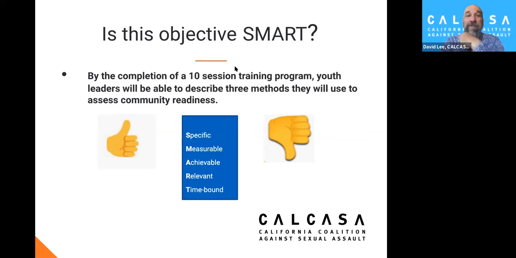By the completion of a 10-session training program, youth leaders will be able to describe 3 methods they will use to assess community readiness. Is this specific, measurable, achievable, relevant, and time-bound? Now you can see how it is very specific. It is very measurable. It is something you can accomplish. It is relevant to moving forward, and it's time-bound, with when it would happen. That's the type of objective we want. Those are easier to measure and help determine our progress. So that's our quick and dirty primer on SMART objectives.